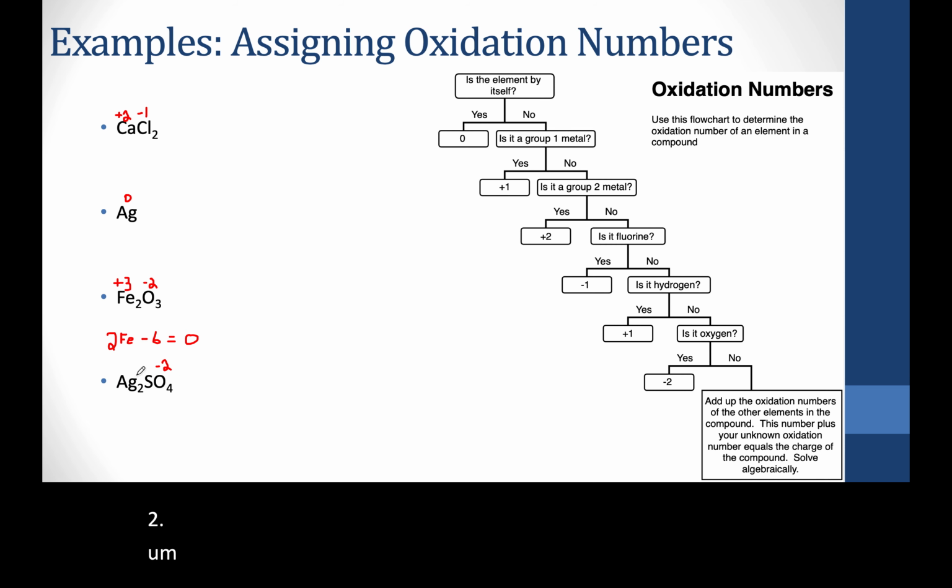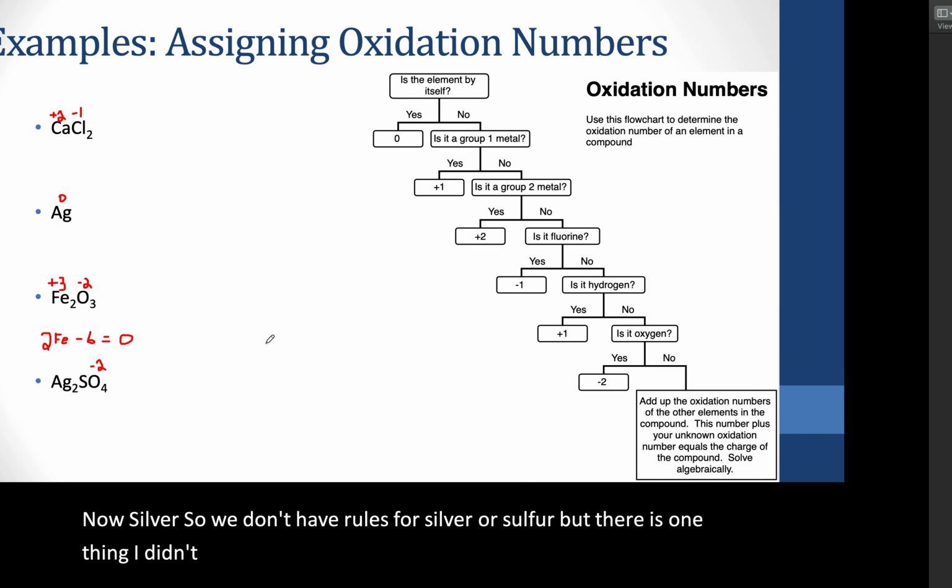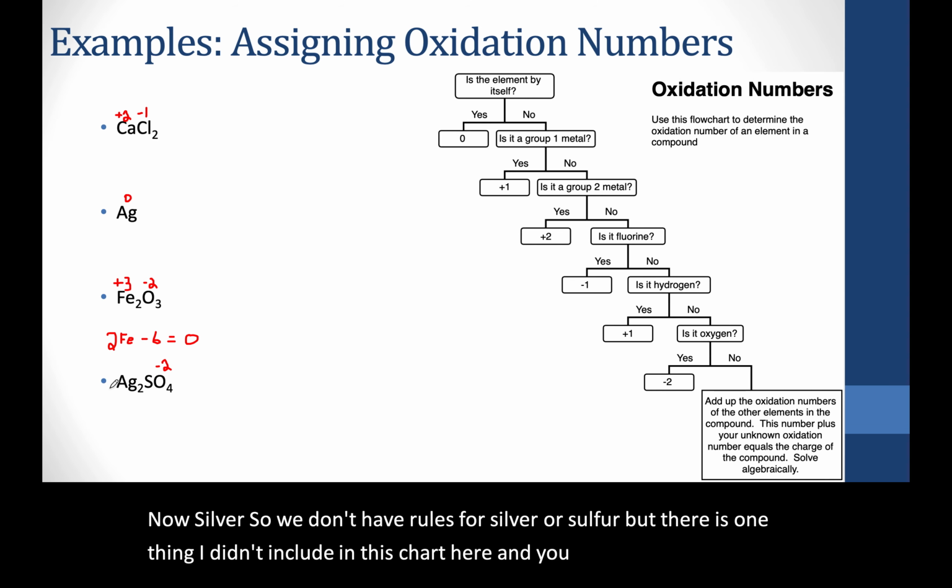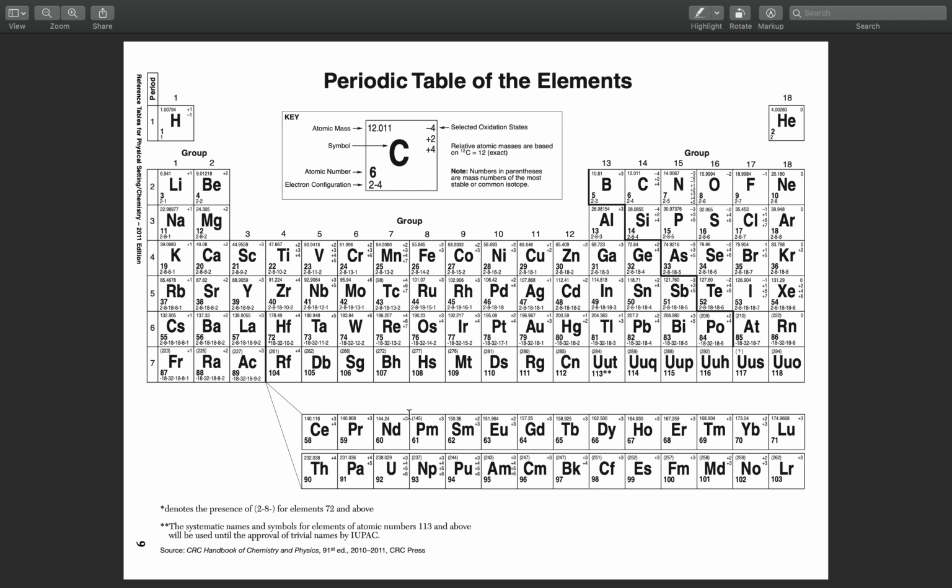Now, silver. We don't have rules for silver or sulfur, but there is one thing I didn't include in this chart here. When in doubt, periodic table. Ag is actually one of the elements, and there's a few elements in here that I didn't list, that only have one oxidation state. And if you find Ag is one of those, it can only be a +1.